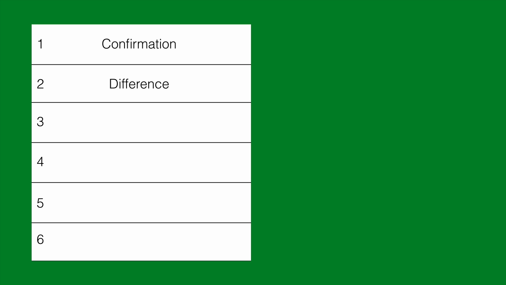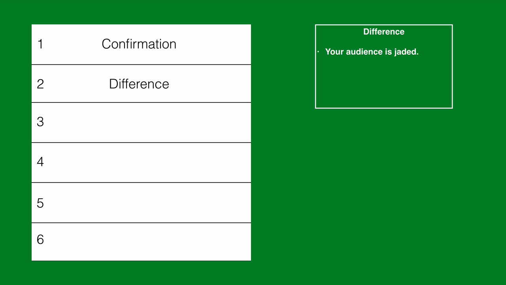Now, the second piece is something you call the difference. And here's what the difference is. Here's the fact about your audience. They are jaded, right? No matter what industry you're in, they're probably jaded. It's probably not the first webinar they've ever been on, and they're probably pretty skeptical about whether or not they should even listen to you in the first place.